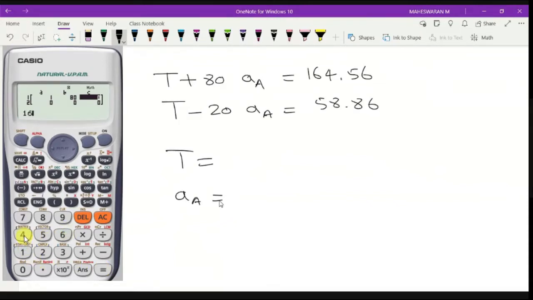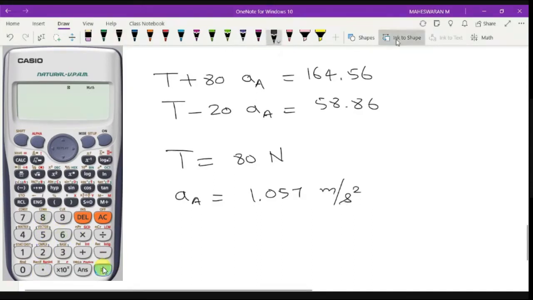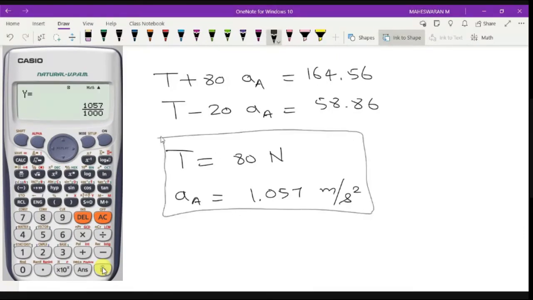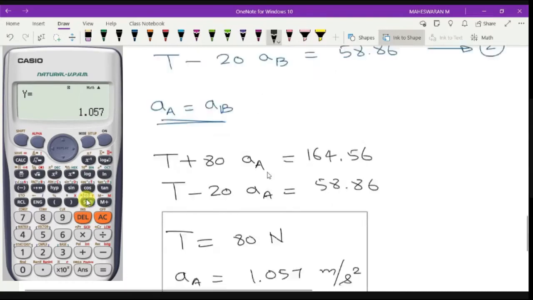T80 sir, AA is 1.057. Sorry, AA is 1.057 meter per second square, right? So that's your answer. So hope you identified what is the answer for this particular equation.